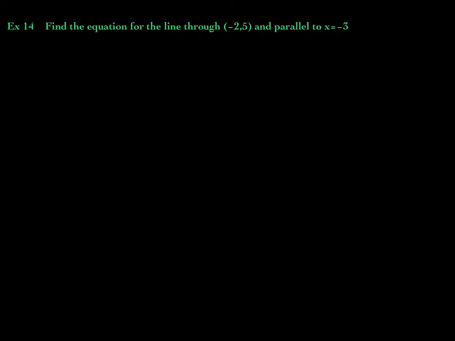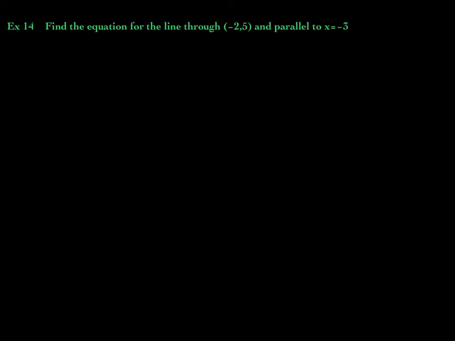Check out this problem, it's pretty cool. Find the equation for the line that's going through (-2, 5) and parallel to x = -3. For this problem, I am going to sketch a picture. For all of you that are visual learners out there, this is for you. Of course, you don't have to draw a picture, but I think it helps tremendously, okay?